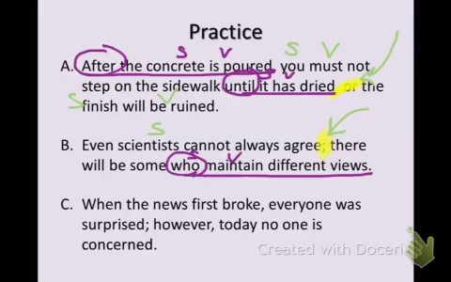Scientists and can agree there. And then some will be. That's my subject and verb there. So again, two independent clauses joined with one subordinate clause equals a compound complex sentence. And finally, sentence C: when the news first broke, everyone was surprised; however, today, no one is concerned.